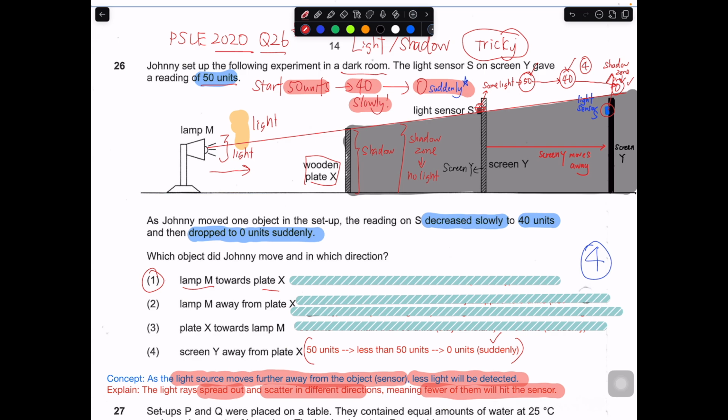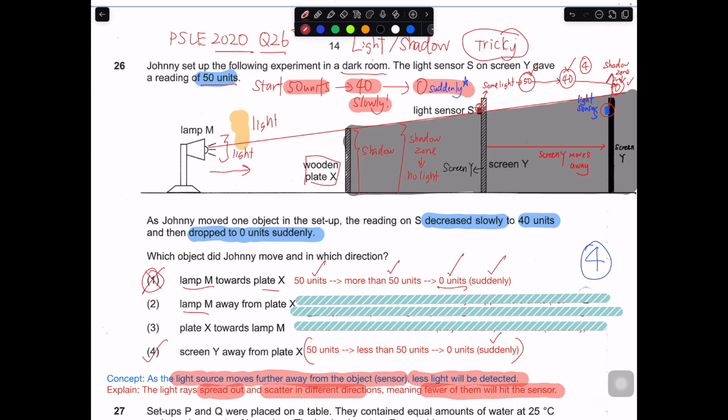But over here, the data that we get will be something like this: 50. Then because it's moving nearer and nearer, they become more than 50. Then at some point, when the lamp is in front of plate X, it will become 0 suddenly. That means the light sensor is already inside the shadow zone. This does not match what Johnny has given to us, which is 50, less than 50, then 0. So that's why 1 cannot be the answer.